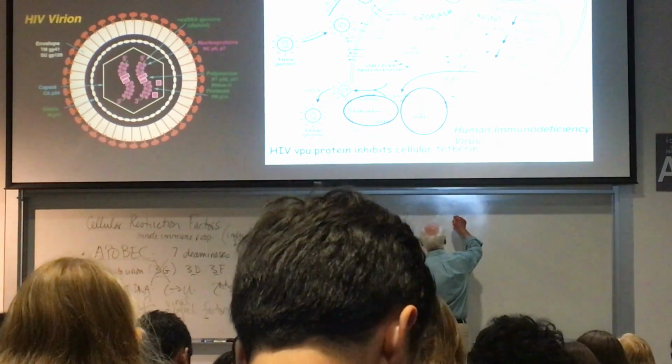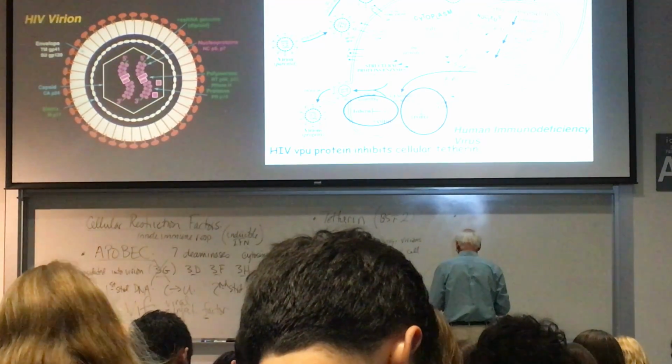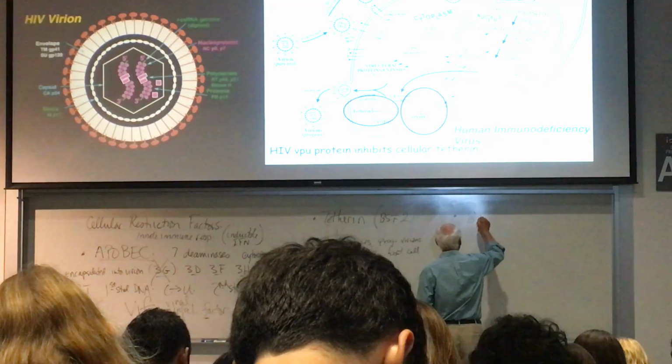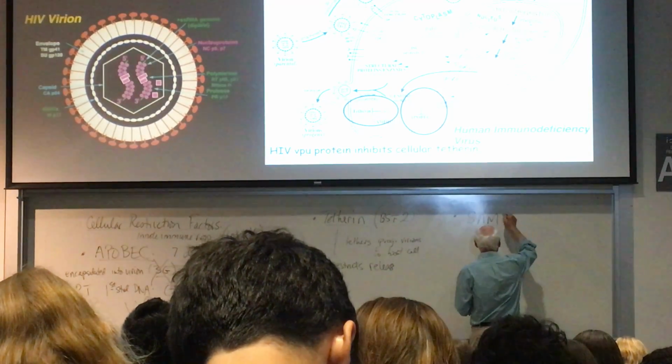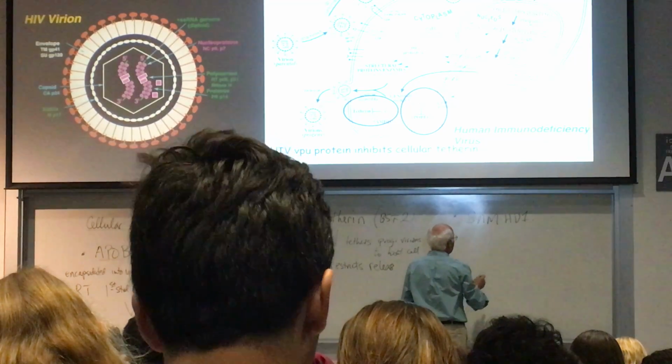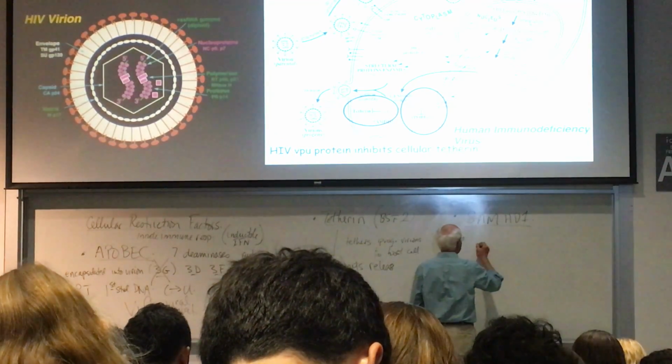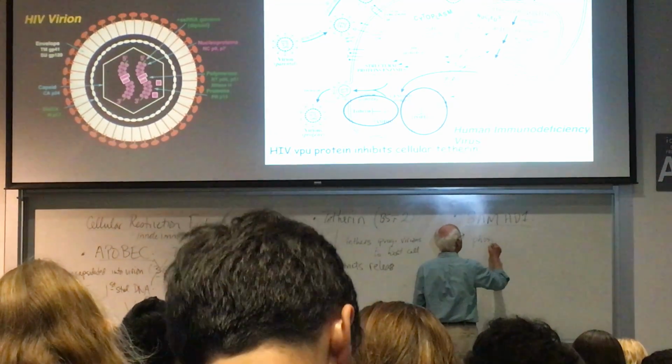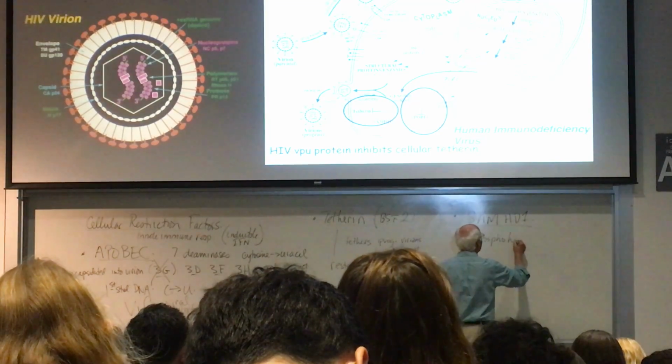And then a third one of these restriction factors, more recently identified, is called SAMHD1. And this cellular protein is a phosphohydrolase.